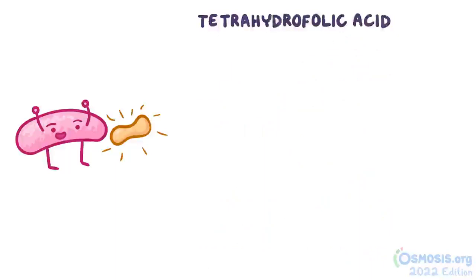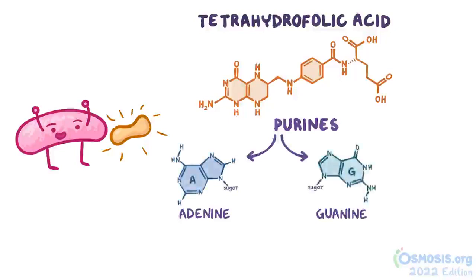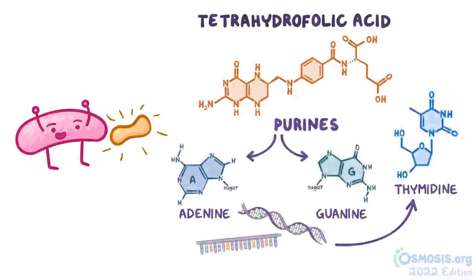Tetrahydrofolic acid is a folic acid derivative and can be used to synthesize purines like adenine and guanine, which are used to build DNA and RNA, as well as thymidine, which is only used in DNA.